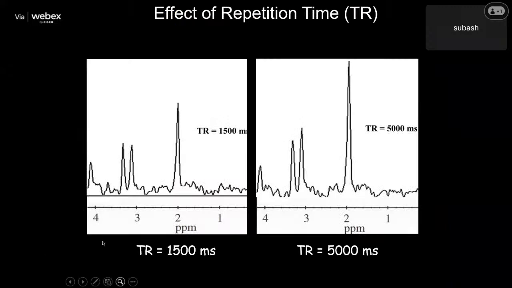You can see this is a TR of 1500 milliseconds, and you can see these peaks here. And this is a TR of 5000 milliseconds. TR has been increased, and you can see how big the peaks are now. So the signal-to-noise ratio is improved by changing the TR.